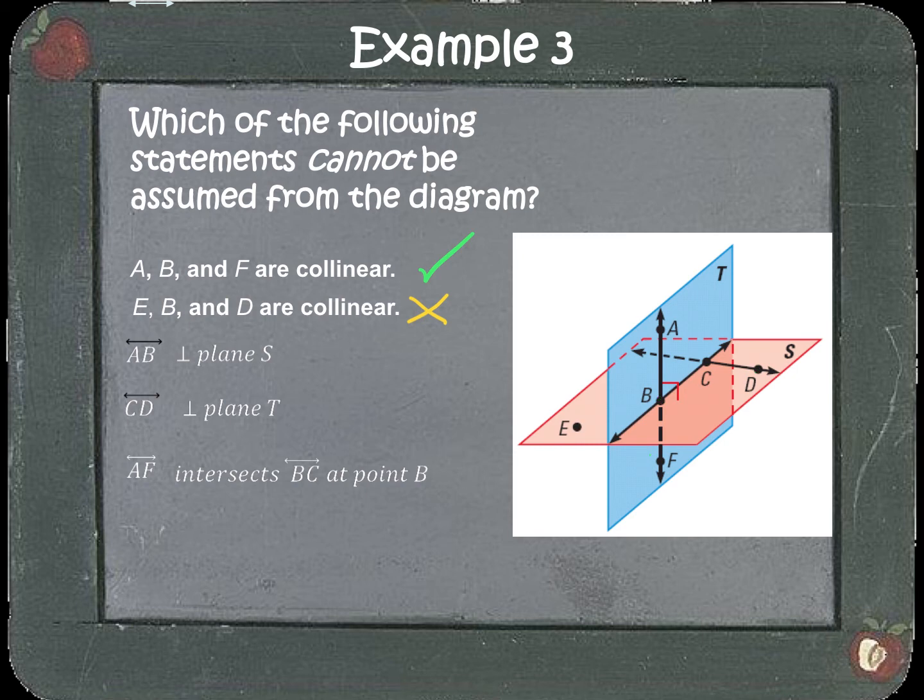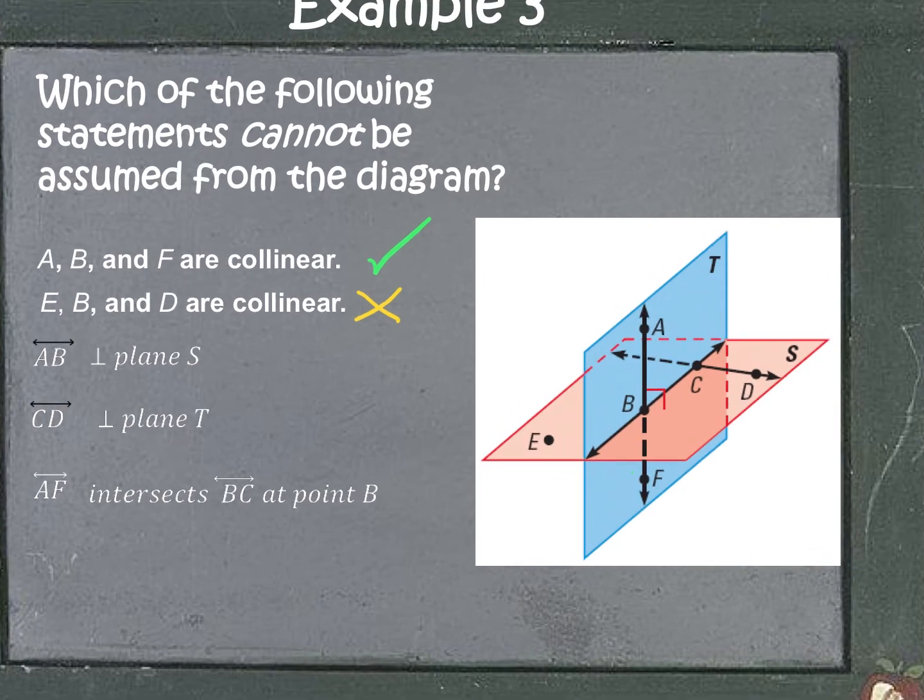Remember that upside down T is the symbol for perpendicular. So here it wants us to check to see if AB is perpendicular to plane S. Remember, the thing that we're looking for is that right angle. So here is AB, and here is plane S. At that point is where it intersects. It's got the little right angle. So yes, we can assume that because of that right angle indicating that it's perpendicular.